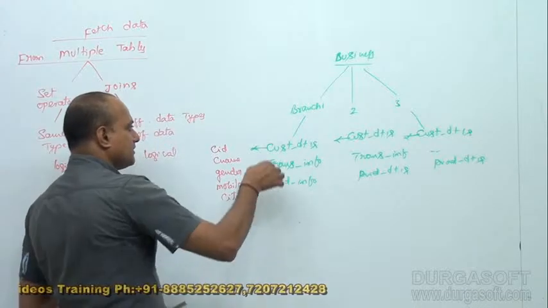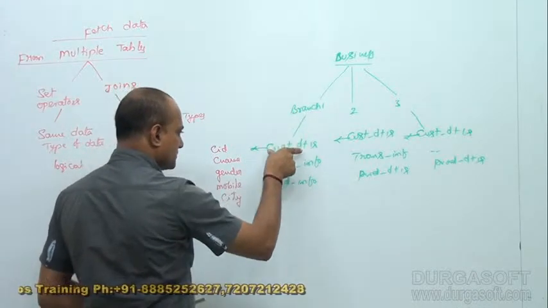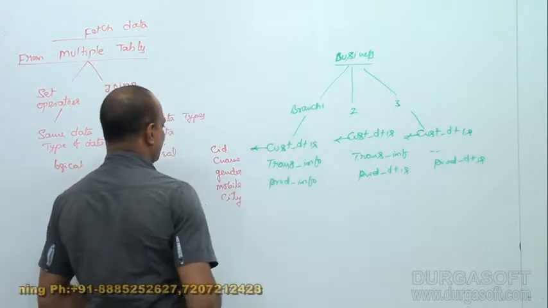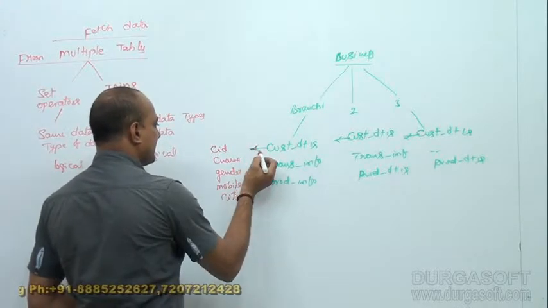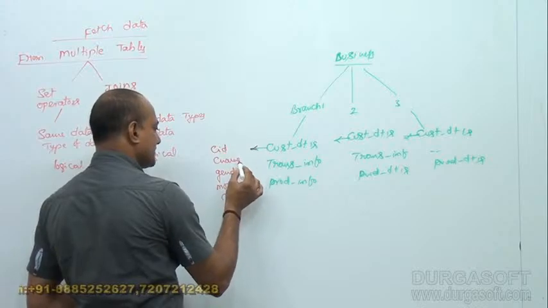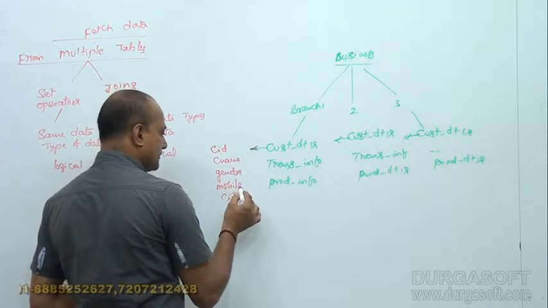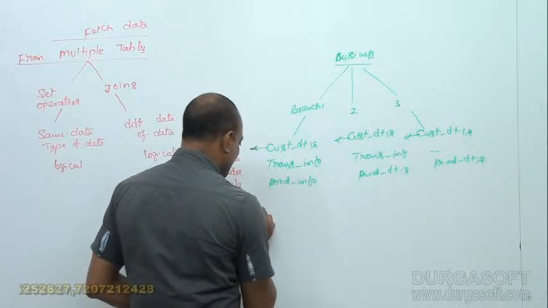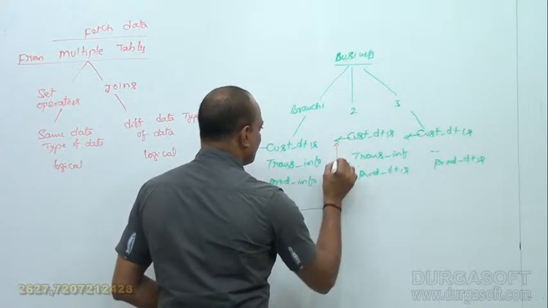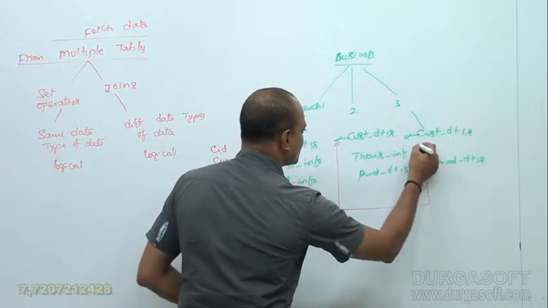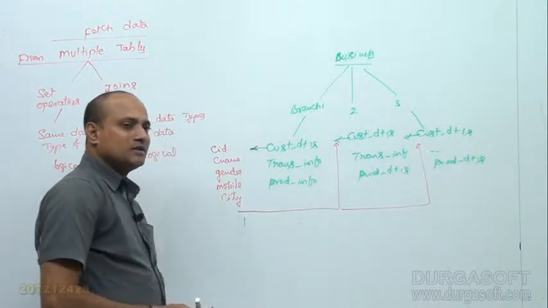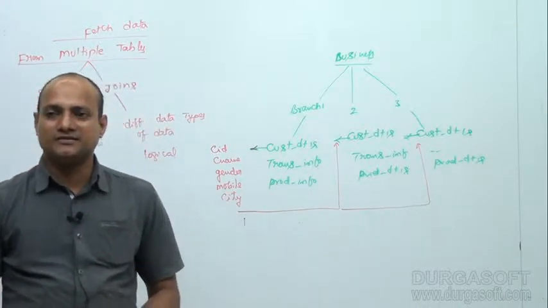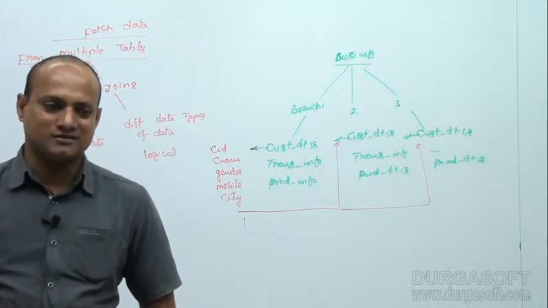Listen carefully. I am considering the customer details table from branch 1. In the customer details table, they are maintaining the columns customer ID, customer name, gender, mobile number, city. In each branch, the customer details table will maintain the same number of columns and the same kind of information. Remember that.